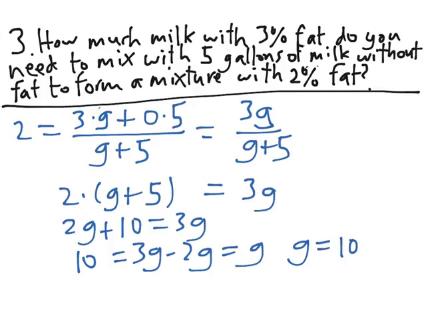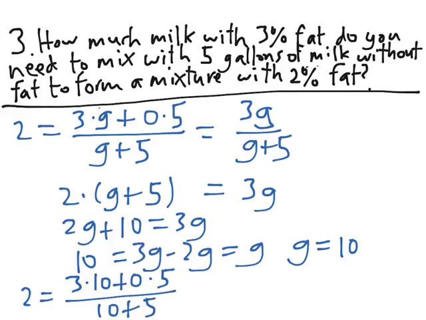Now let's check our work by plugging in 10 to our weighted average we started with. So the left side is 2. The right side will now be 3 times 10 plus 0 times 5 divided by 10 plus 5. 3 times 10 is 30, and 0 times 5 is 0. So the top is 30, and the bottom is 15. And 30 over 15 is equal to 2, so this is the right answer.